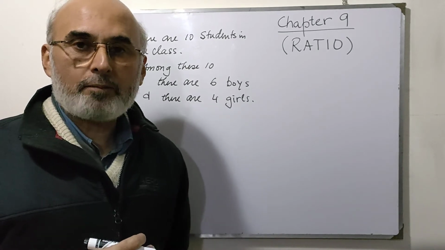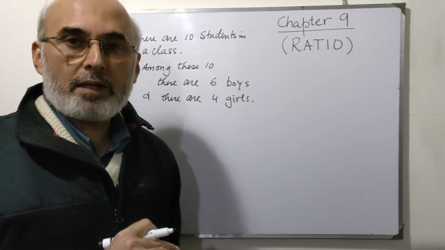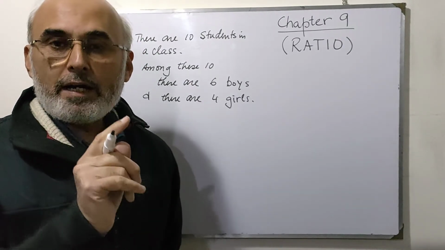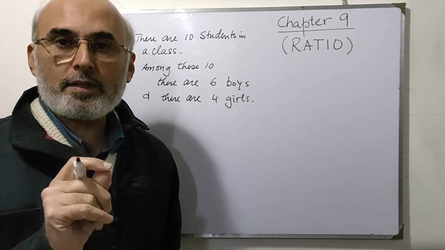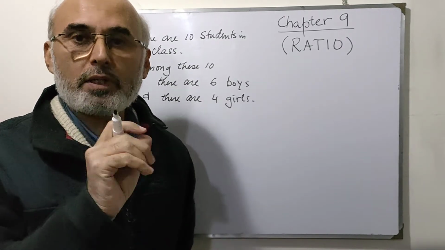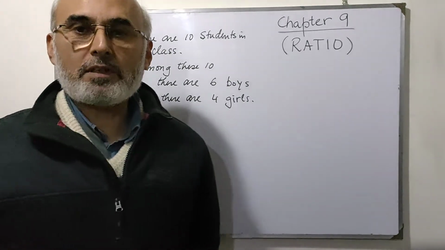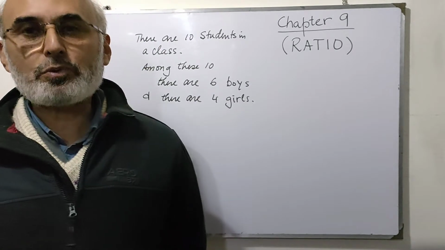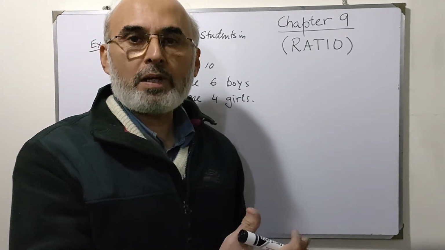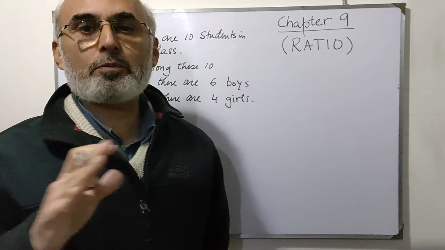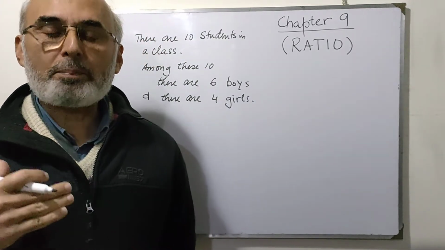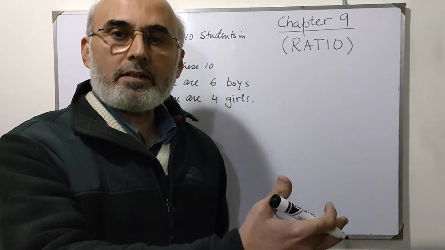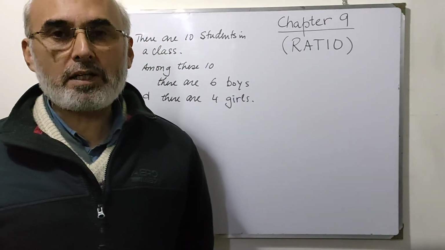Now if I say that I am going to compare the number of boys with the number of girls, so I am comparing the same quantity. The quantity here is students. Okay, don't mix up with I'm comparing boys with the girls, but I'm comparing one group of students with another group of students. One group of students is boys, another group of students is girls. So I'm comparing how many boys are there in comparison to the number of girls.